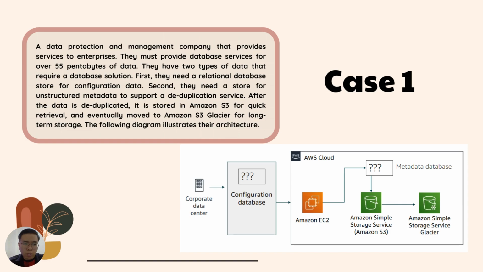After the data is deduplicated, it is stored in Amazon S3 for quick retrieval and eventually moved to Amazon Glacier for long-term storage. Below that is a diagram illustrating their architecture. We can see they have two separate databases, one for the configuration database and one for the metadata database. I have decided on a solution for this scenario. So let's see the solution.